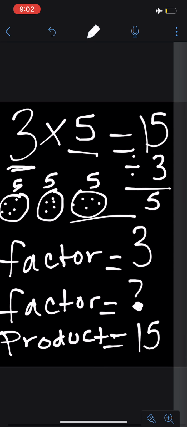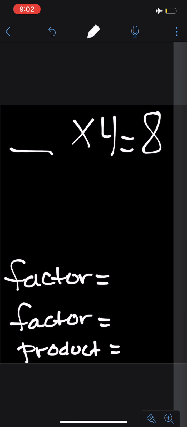We're going to do another example over here. This time I have blank times 4 equals 8. So my first factor is missing. My second factor is 4. And my product is 8. It is okay that my first factor is the one that is missing this time. It doesn't change anything whether it's the first factor that's missing or the second factor that's missing.